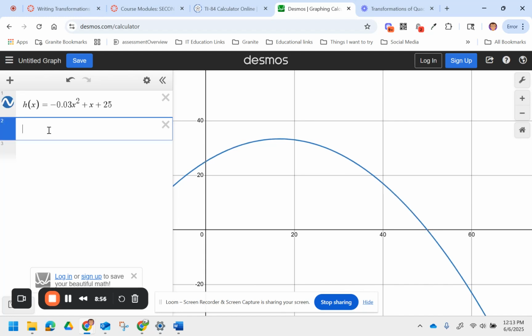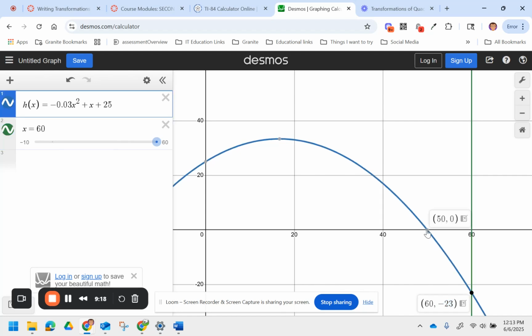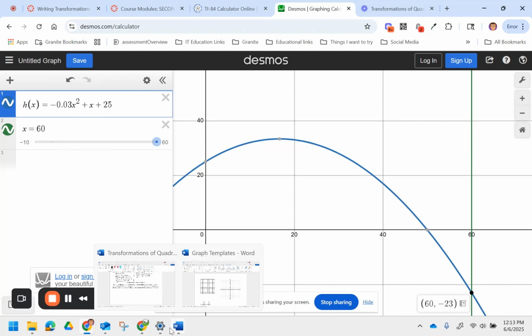Well, let's go ahead and take a look at how low it is at 60. So it looks like it's down 23 places at 60. So if we were to raise this entire graph up 23 places, that would mean that we would also move it from going from 50 to 60. Okay? All right, so now we've got our plan. Let's go ahead and execute it.